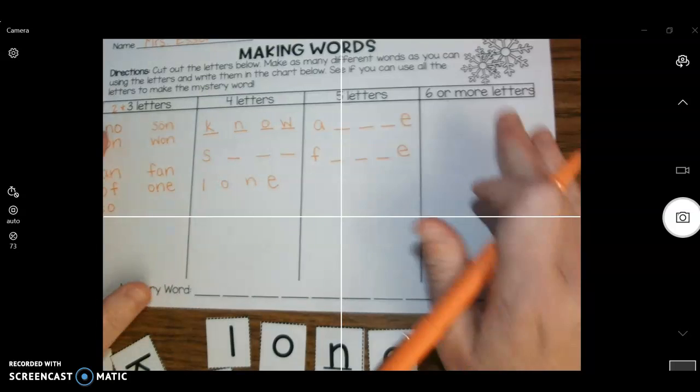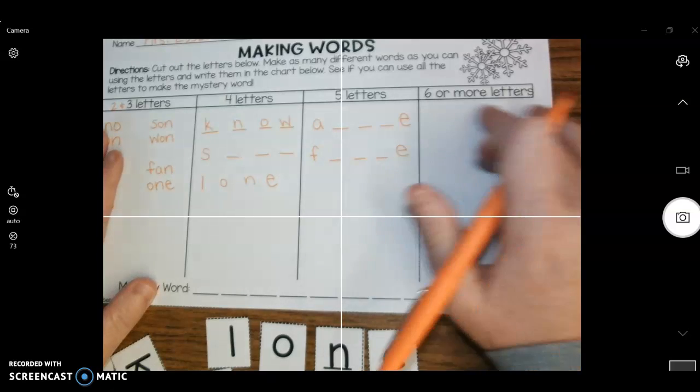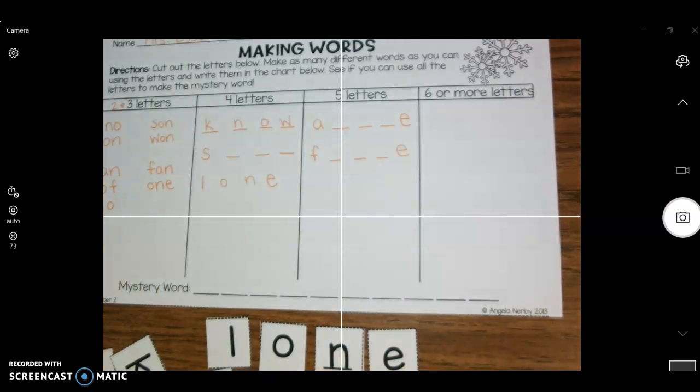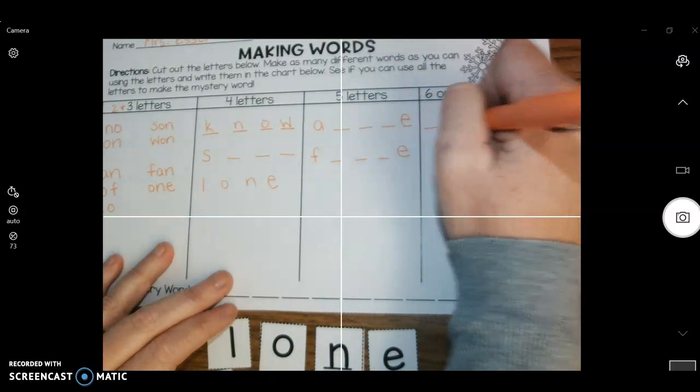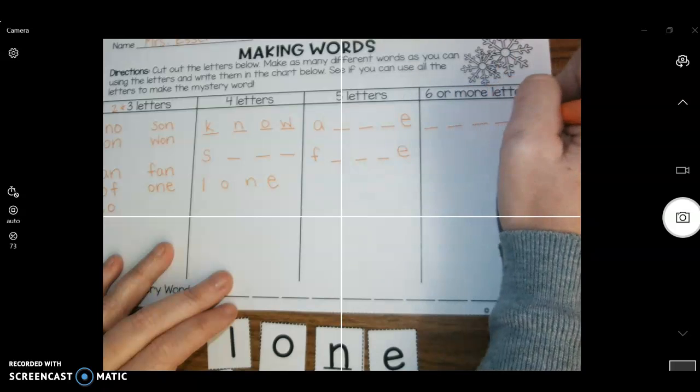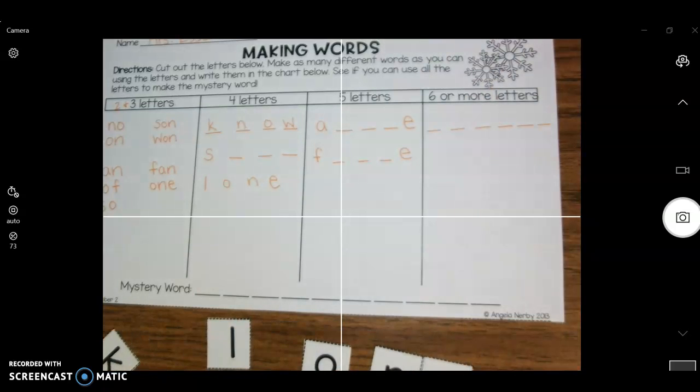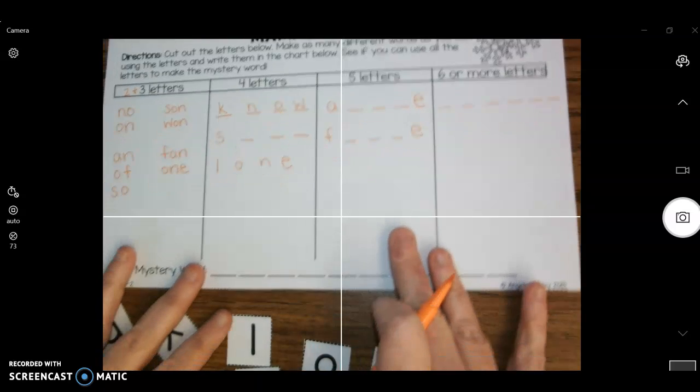And then here, stretch your brain even more. Can you find 6-letter words? A helpful hint would be to draw 1, 2, 3, 4, 5, 6 lines. And don't forget, move these around to help you spell them.